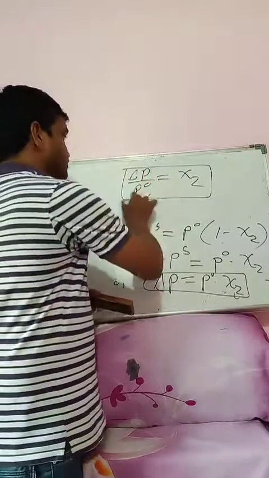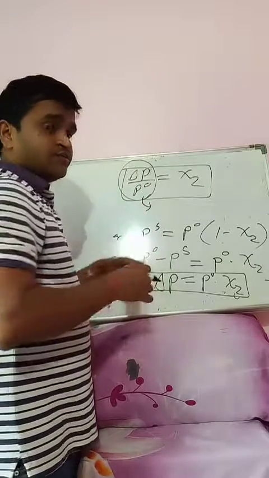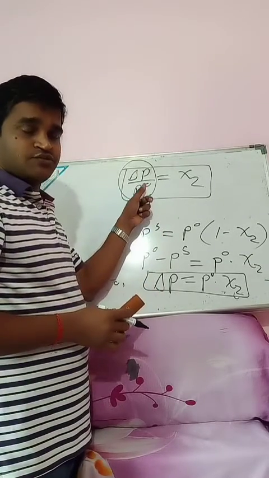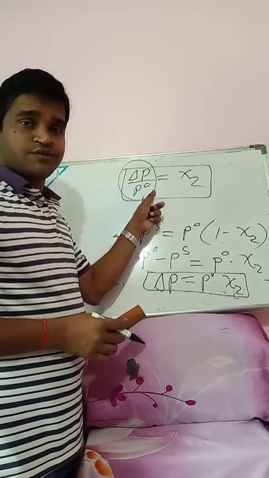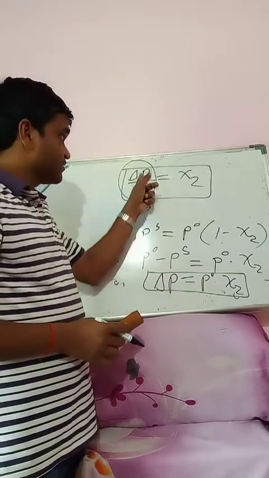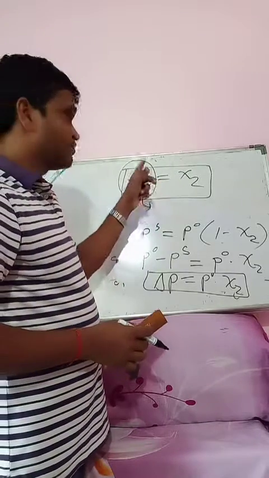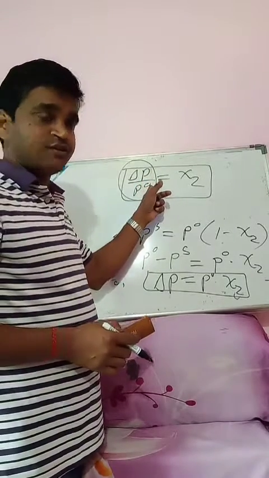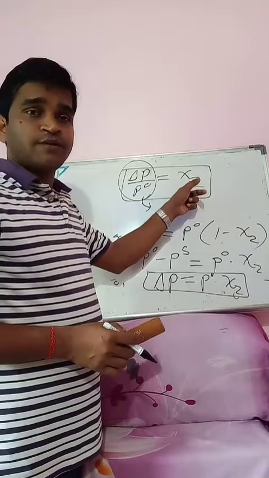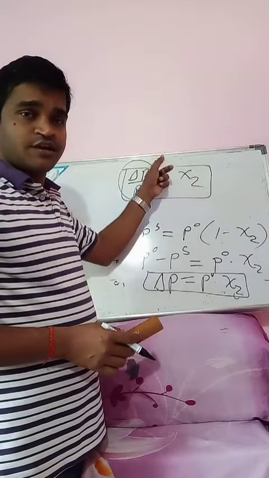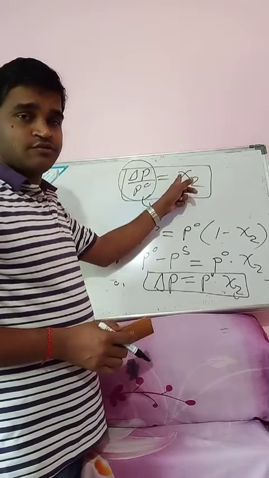This term is called relative lowering in vapor pressure. So relative lowering in vapor pressure means lowering in vapor pressure divided by vapor pressure of pure solvent. So the relative lowering in vapor pressure is equal to the mole fraction of solute. Delta P by P naught equal to xi2.